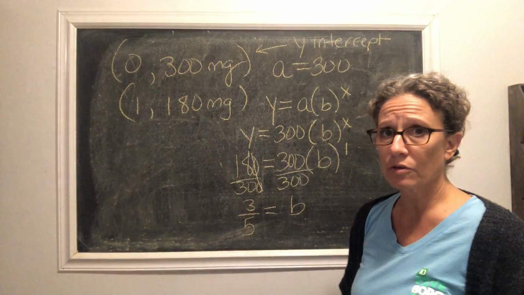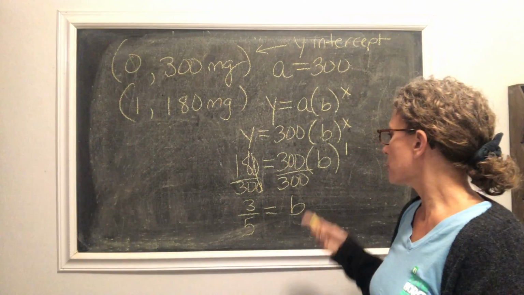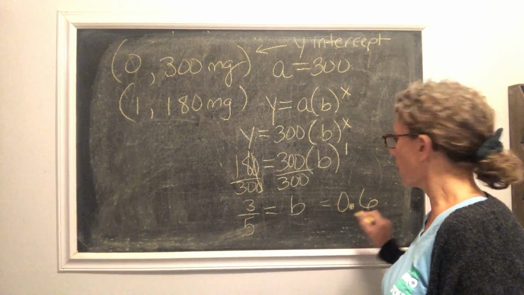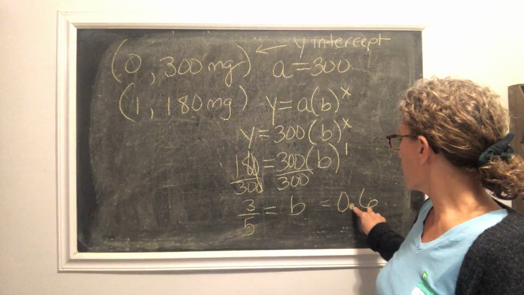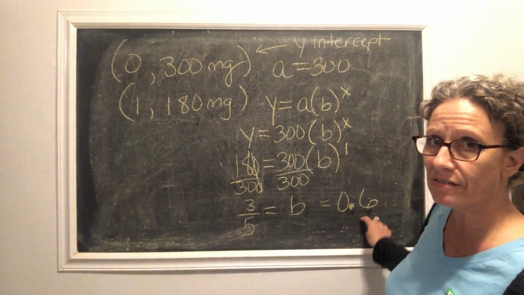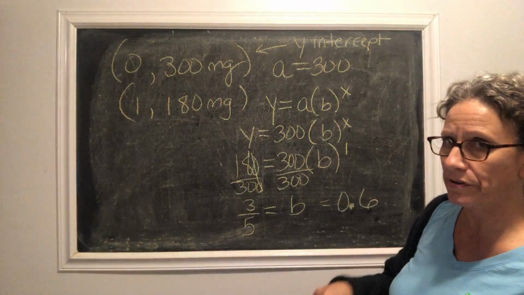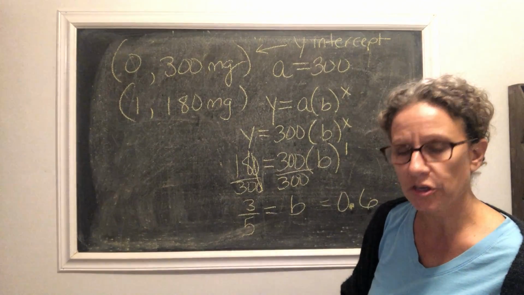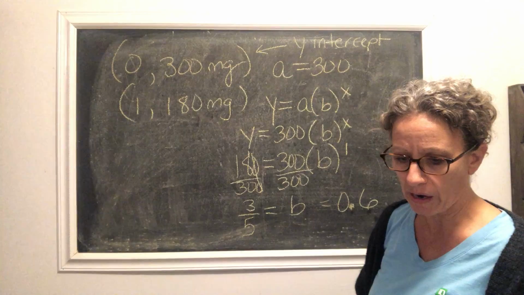3/5 I can easily convert to 6/10. So 6/10, which is 0.6 if I want to go ahead and use my decimals, means that 60% of the medication remains in the system after the 1 day. That means 40% of the medication has already left the body.